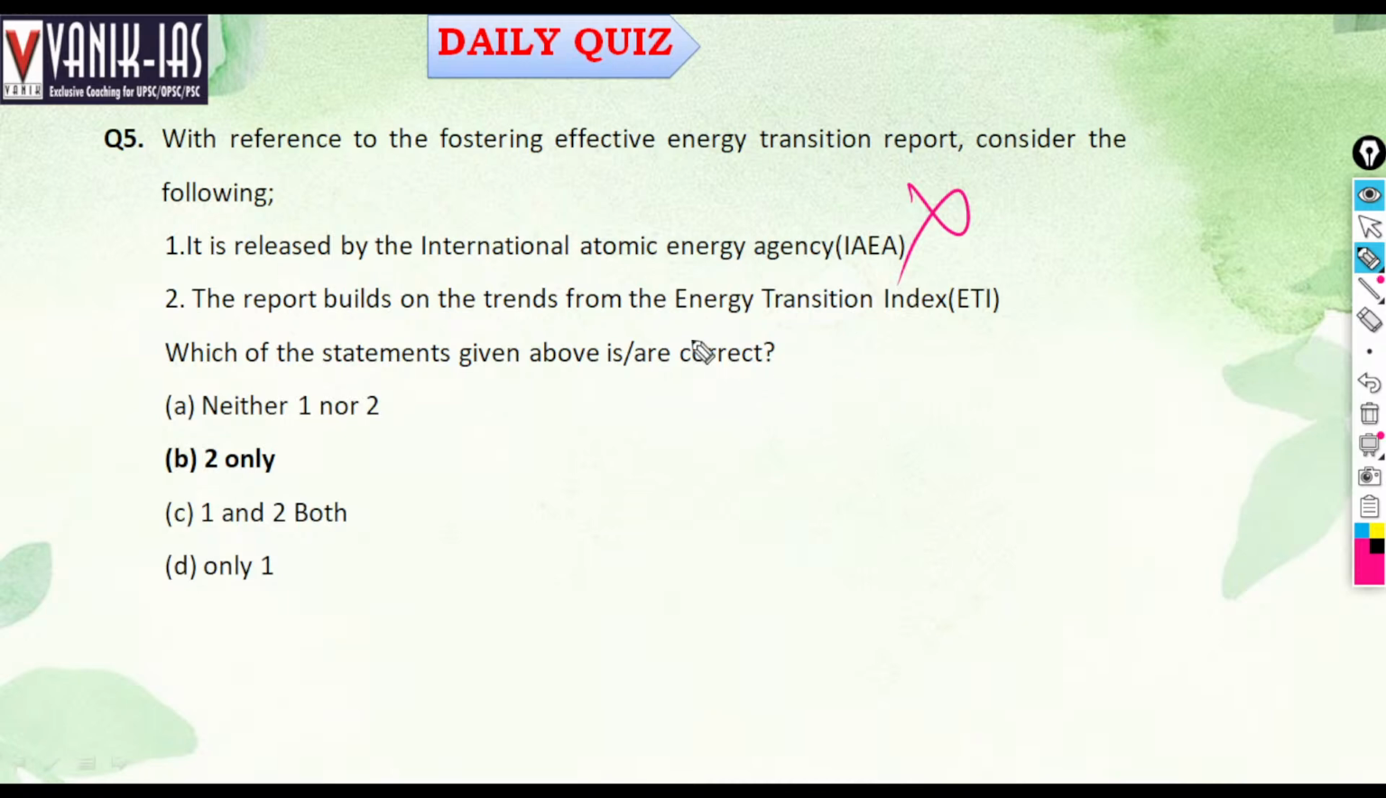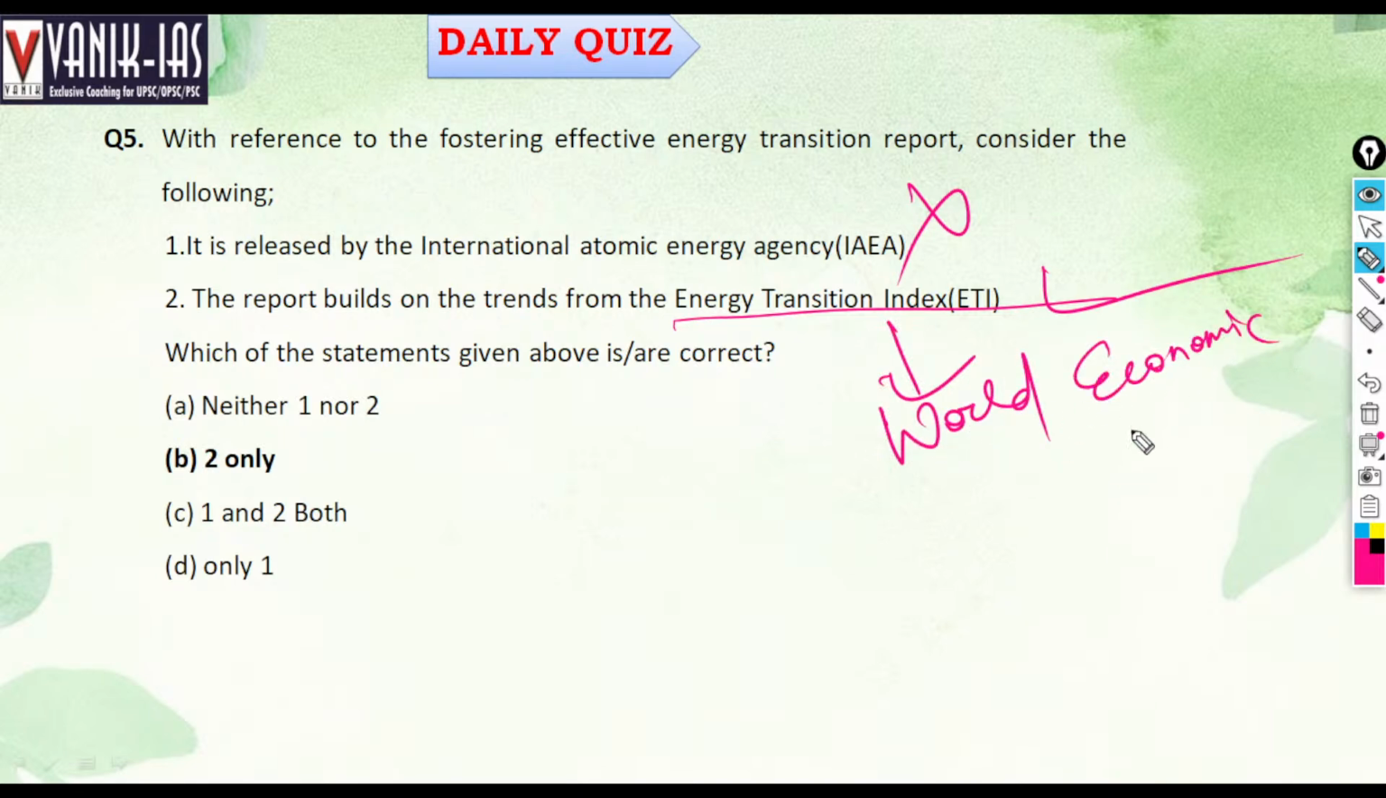The report builds on the trends from the Energy Transition Index (ETI). Yes, this is true. This ETI is released by the World Economic Forum, WEF. So here 2 only is the answer.